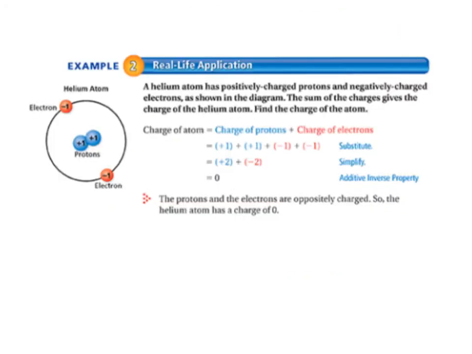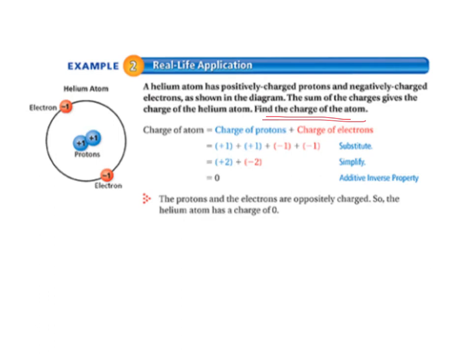Example 2 is on 67B, and it's our real-life application. A helium atom has positively charged protons and negatively charged electrons, as shown in the diagram. The sum of the charges gives the charge of the helium atom. Find the charge of the atom. So the charge of an atom equals the charge of protons plus the charge of electrons. That's what we're dealing with there.